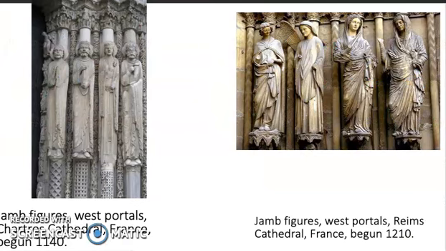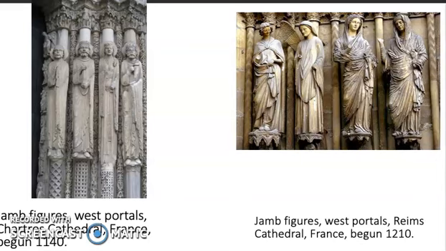Gothic sculpture, like Romanesque sculpture, was largely devoted to architectural elements on the exterior of the church. Some of the most advanced Gothic sculptures were found on the jambs of churches. So jambs are just the side posts of doorways in Gothic churches. On the left, you can see jamb figures from Chartres Cathedral from about 1140. So these would have been biblical figures. They're really rigid and their backs are attached to the church. Their drapery is really stylized. Their bodies are not naturalistic.